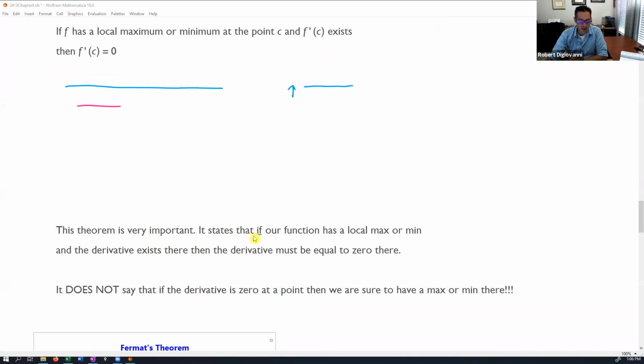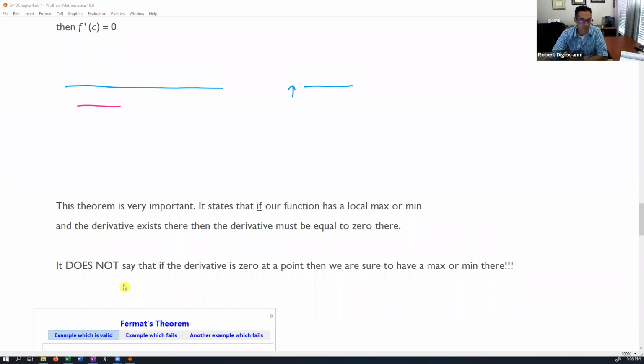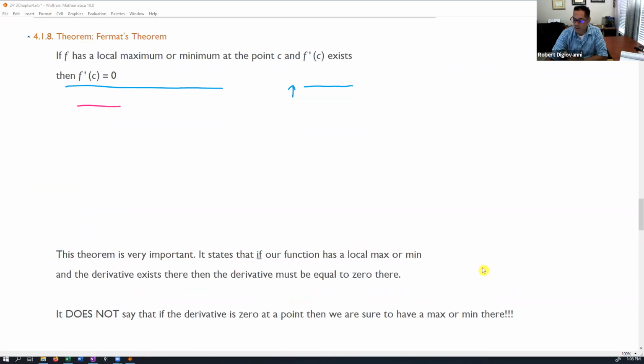This theorem is important. It states that if our function has a local max or min and the derivative exists, then the derivative must be equal to 0 there. It does not say that if the derivative is 0, then we are sure to have a maximum or minimum. So I'm going to try and illustrate what I mean by this. And I may have used this before in this class.